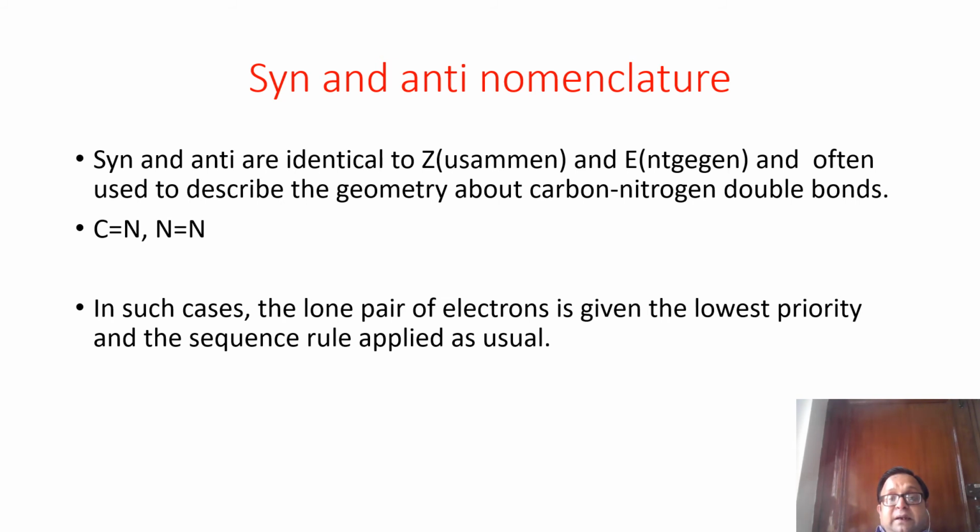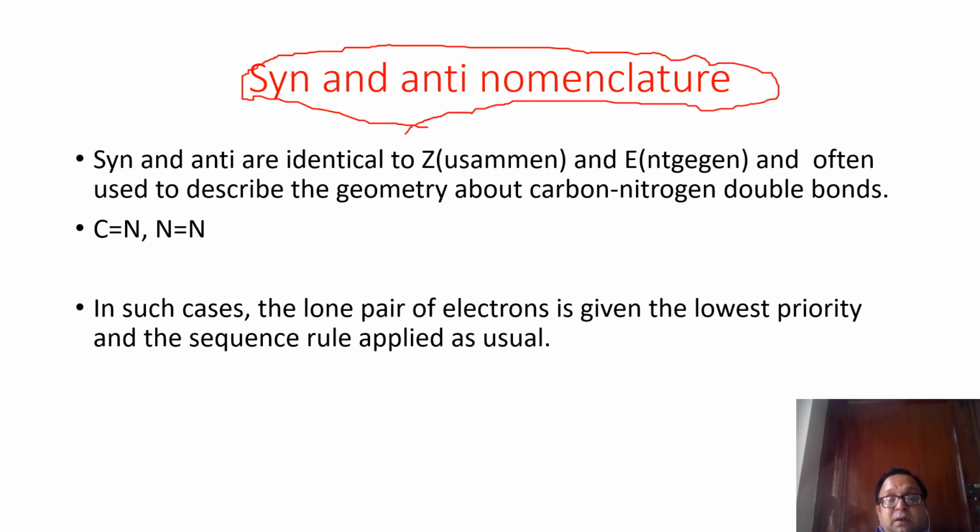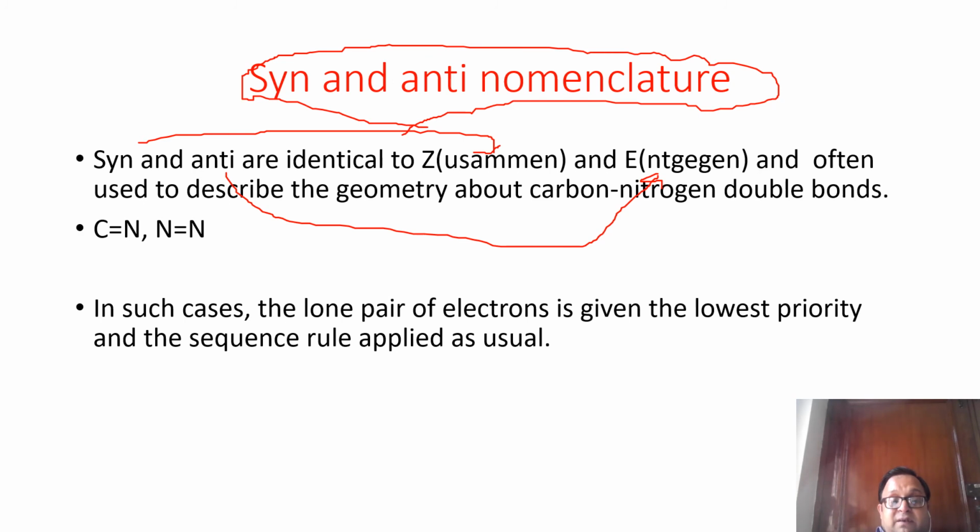Now next we come to the syn and anti nomenclature. Syn and anti nomenclature is not a very common nomenclature, and it has a number of exceptions and doubts. Syn is considered identical to Z, and anti is considered identical to E. Anti means the groups should be on alternate positions, and syn means the groups should be on the same side. This type of nomenclature exists in the cases of C double bond N and N double bond N.